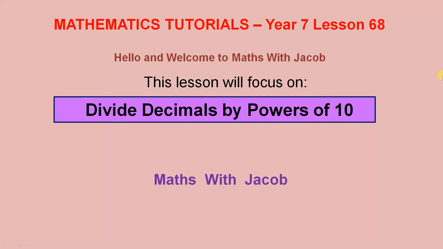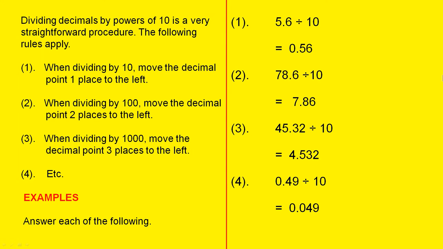This lesson will focus on divide decimals by powers of 10. Dividing decimals by powers of 10 is a very straightforward procedure. The following rules apply. When dividing by 10, move the decimal point one place to the left. When dividing by 100, move the decimal point two places to the left. When dividing by 1000, move the decimal point three places to the left, etc.